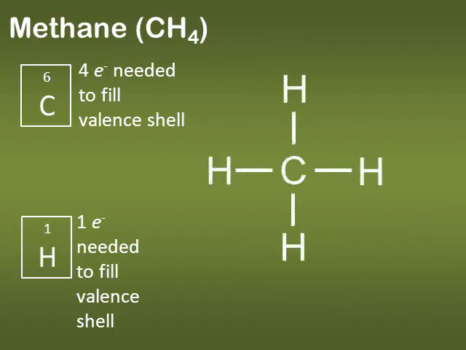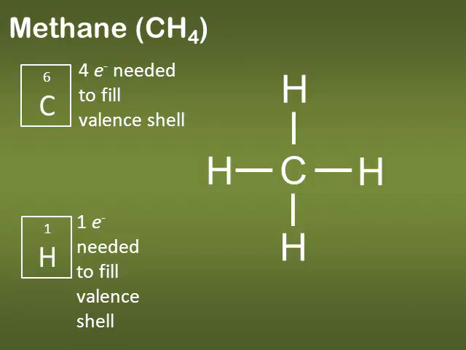That orbital diagram can be replaced with a structural representation of methane. Shown here, each of those pairs of electrons that are shared is represented by a solid line. So each of those lines represents a single covalent bond, in this case between carbon and hydrogen.